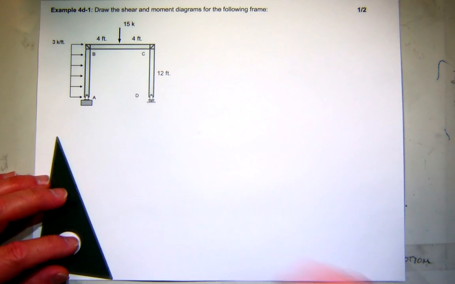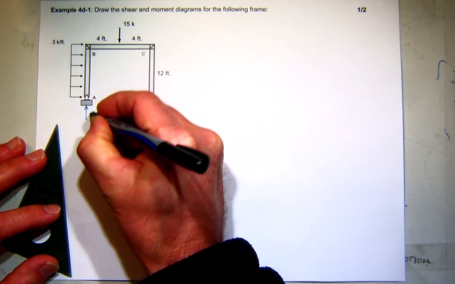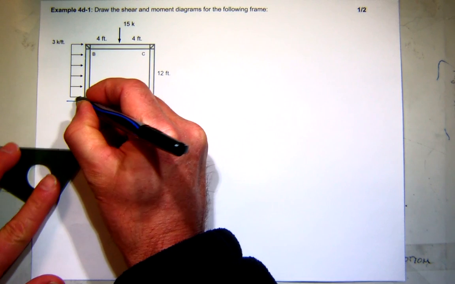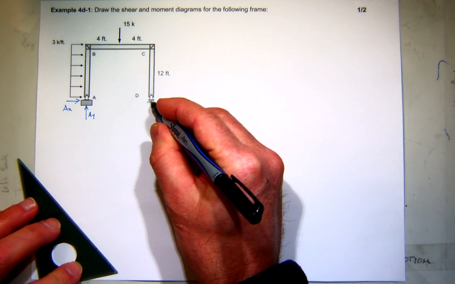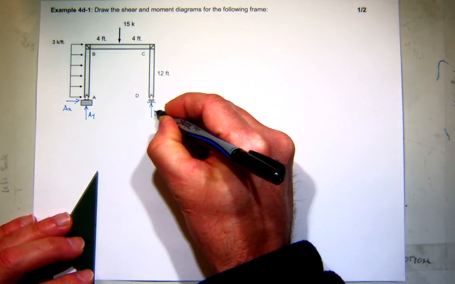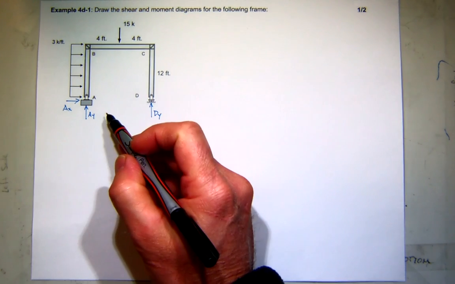So at A, I'm going to assume that I have a reaction in the y direction and a reaction in the x direction. And then at D, which is a roller, I'm going to assume that I have a vertical force, I'll call it dy. And I'm going to find those just to get started.